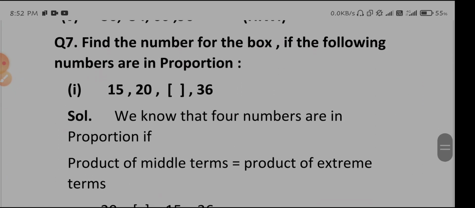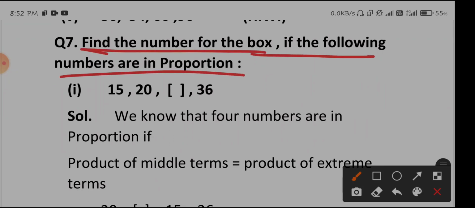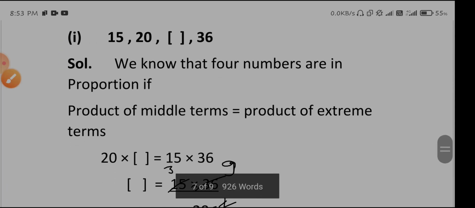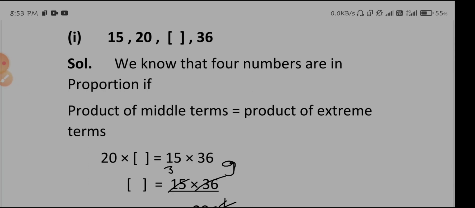Then see question number 7. Find the number for the box if the following numbers are in proportion. Here in this question क्या दिया है कि हमें ये जो बॉक्स दिया है, ब्लैंक बॉक्स, हमें वहाँ पर नंबर फाइंड करना, and already they have given that they are in proportion. उन्होंने कहा कि जो नंबर हैं वो प्रोपोर्शन में हैं. इसका मतलब जो प्रोडक्ट ऑफ मिडल टर्म्स होगा वो प्रोडक्ट ऑफ एक्सट्रीम टर्म्स के बराबर होगा, because they are already in proportion. So we know that 4 numbers are in proportion if product of middle terms is equal to product of extreme terms. So first of all you have to identify the middle terms.